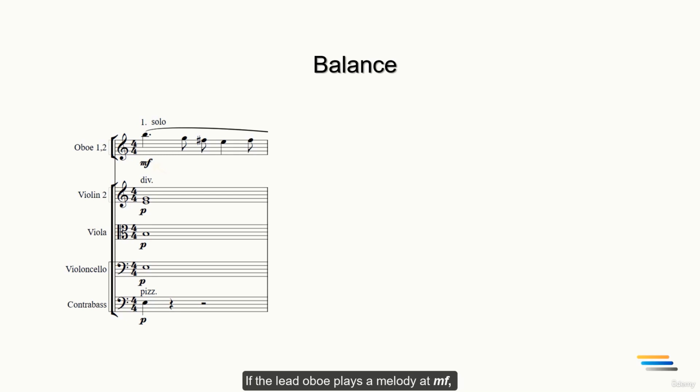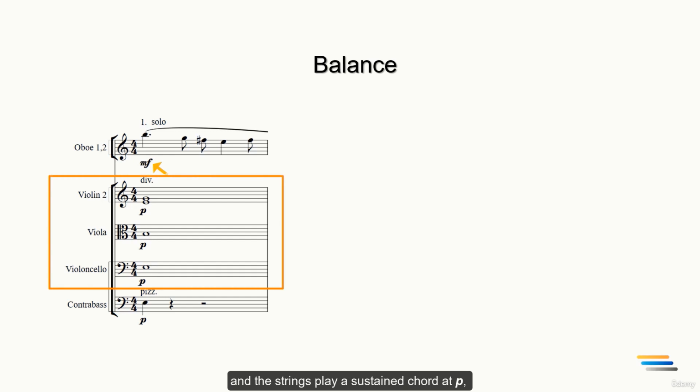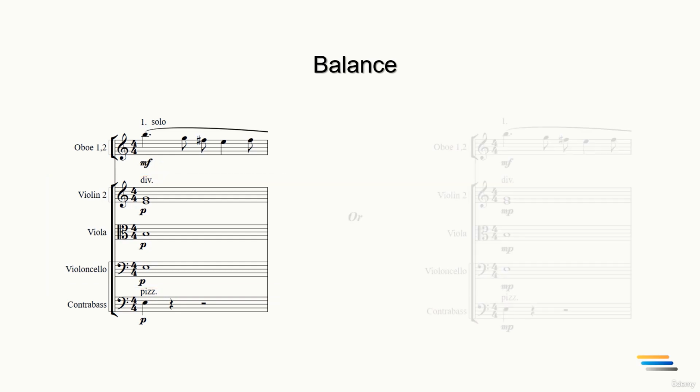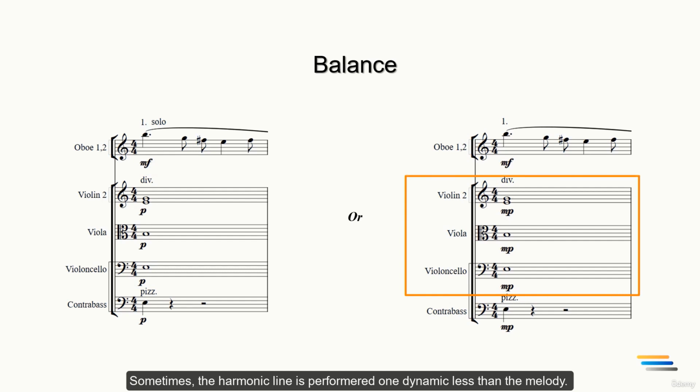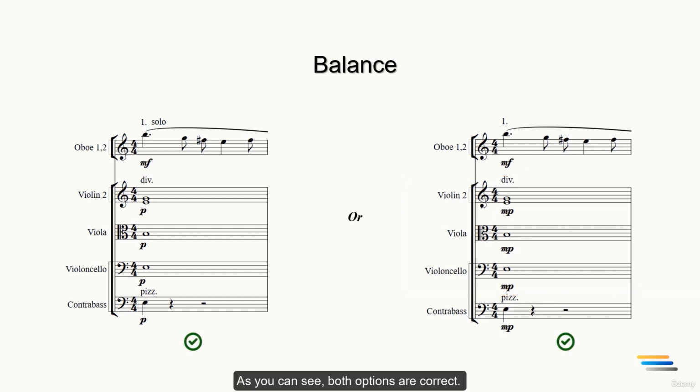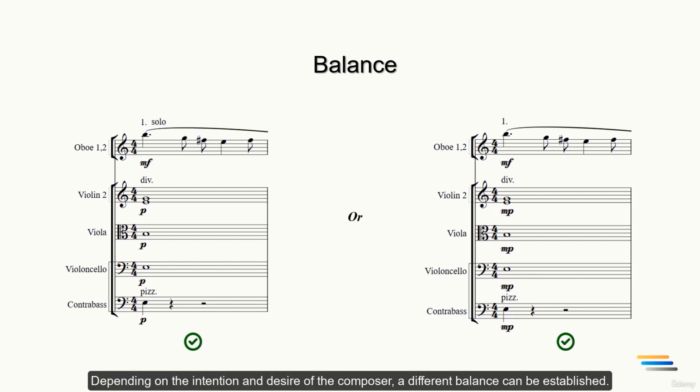If the lead oboe plays a melody on mezzoforte and the strings play a sustained chord on piano, that means the melodic line is the essential one. Sometimes the harmonic line is performed one dynamic less than the melody. This means that the harmonic line is also enhanced to make the melodic line more dramatic. As you can see, both options are correct. Depending on the intention and desire of the composer, a different balance can be established.